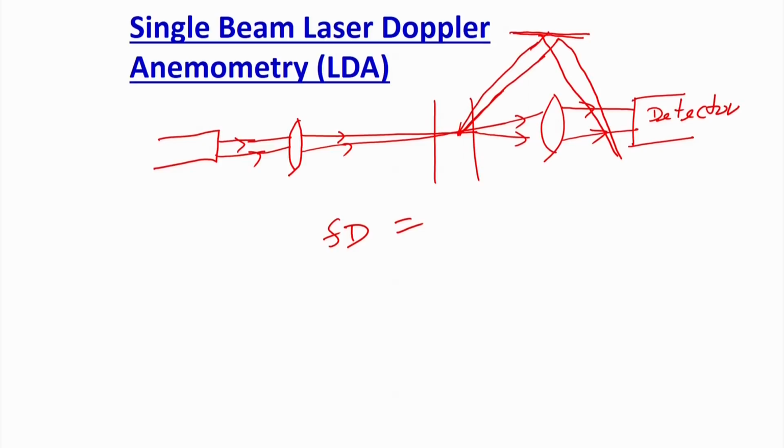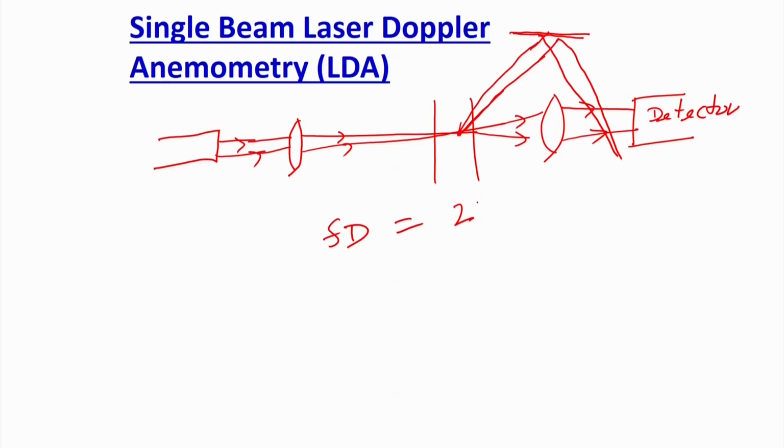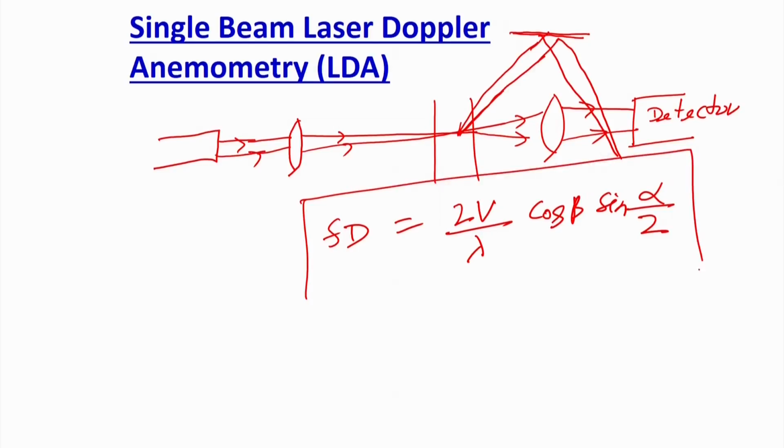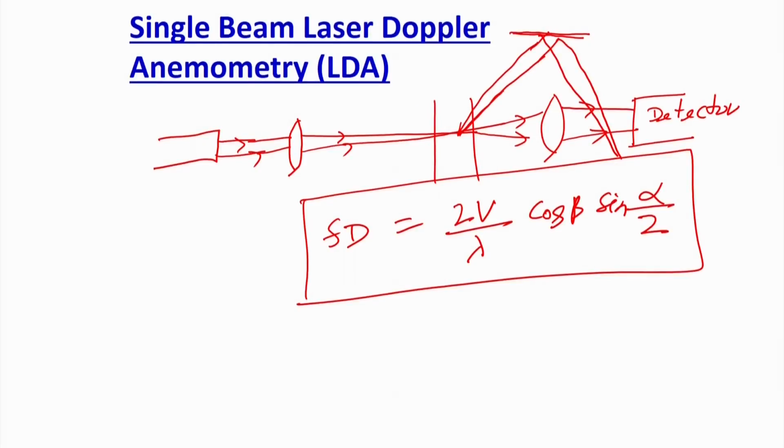Now, once you have the FD value, we have already developed the formula for calculating the velocity, and that formula is FD equal to 2V upon lambda into cos beta into sin alpha by 2. So, you can measure the velocity. Okay, clear? You know the beta now, you know the alpha now, so you can calculate what the velocity will be. Now, there is a certain drawback.